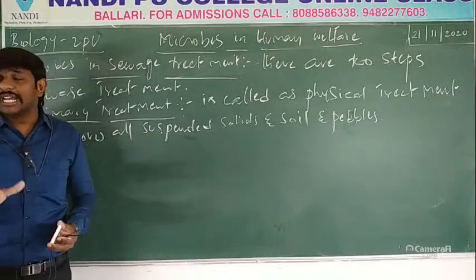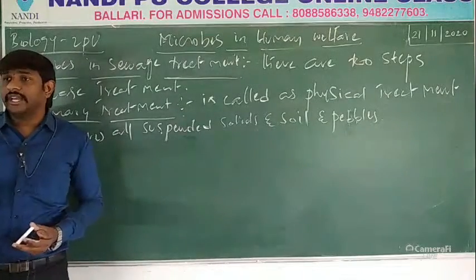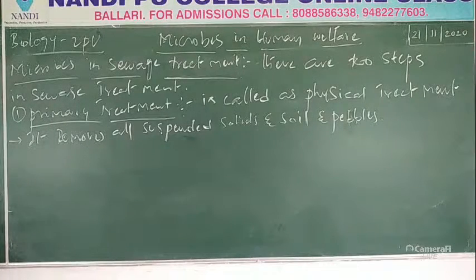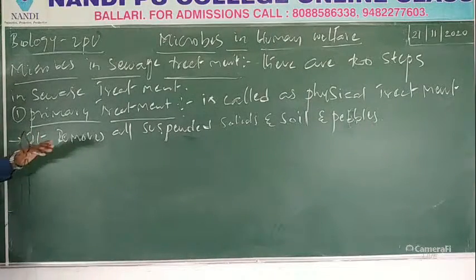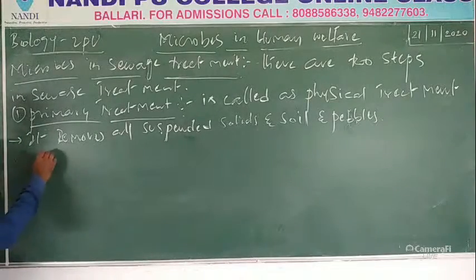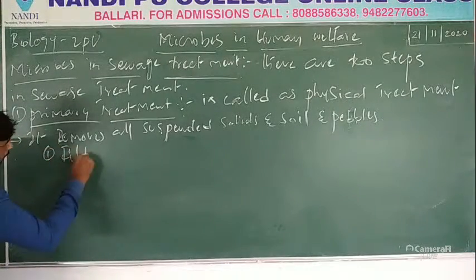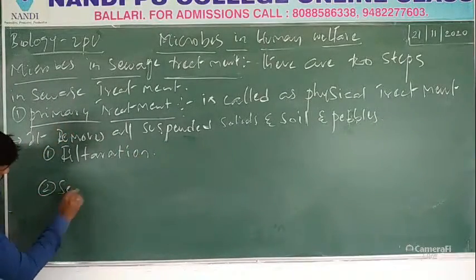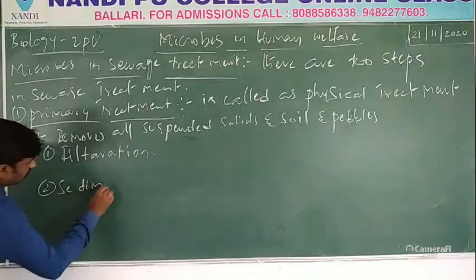And to remove the organic matter present in the polluted water, we use the second treatment, that is secondary treatment, which is also called biological treatment. Again, we are going to discuss what that biological treatment is. Coming to the primary treatment, it removes all suspended solids, soil, and pebbles. How will it be removed? That is the major question here. There are two steps in primary treatment. One is filtration. The second one is sedimentation.